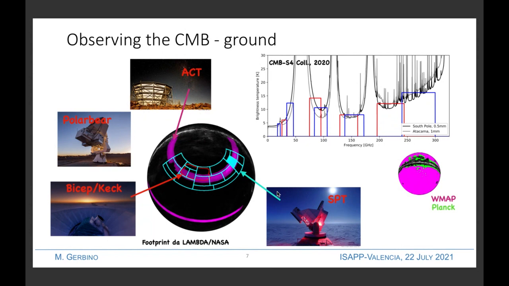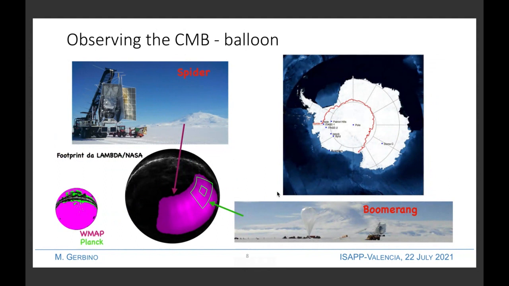The other option is to put your experiment on a balloon and go beyond the stratosphere. This will avoid the limitations of the atmospheric contaminations, because we are going slightly above the atmosphere. At the same time, this is not as expensive as launching a satellite, but it has its own limitation, because of course we have less time for integration.